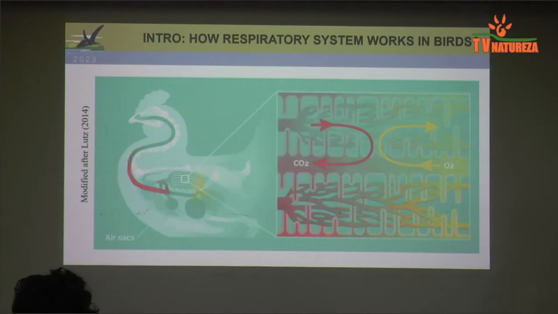Talking about how the respiratory system works in birds: birds have a system of air sacs in their ventilation system. The air sacs work to produce a unidirectional flow where air enters and exits the lung at the same rate, contrasting with the lungs of other vertebrates such as mammals, where air enters and exits the lung in a tidal ventilation.